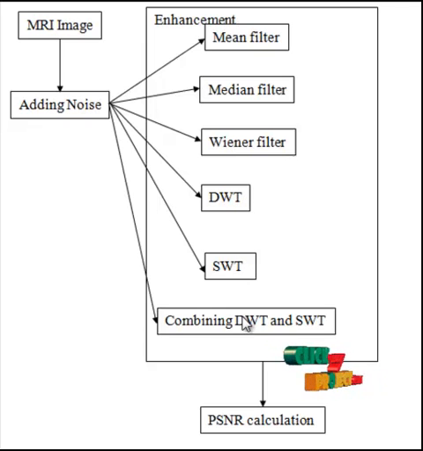Here we are going to combine the low components of the DWT and the low components of the SWT so that we will get an enhanced image. Finally, we are going to compare all the results using PSNR value, that is calculated. If the PSNR value is high, it means the resulting image is enhanced. Like that, we will get an enhanced image through this process.